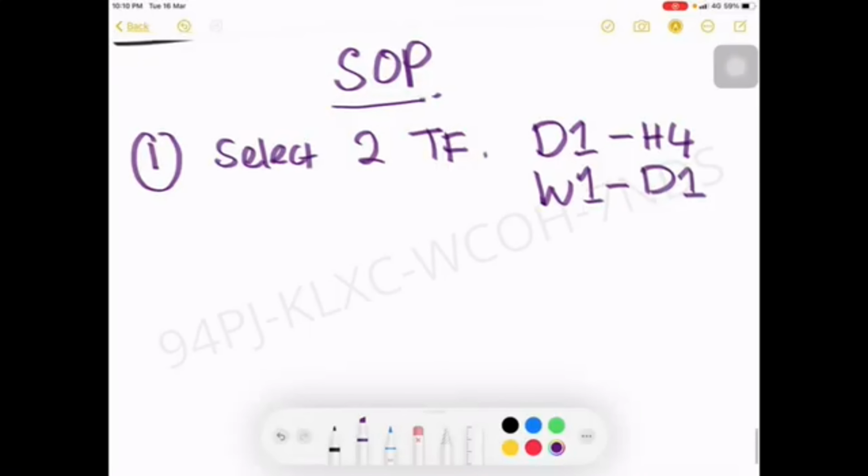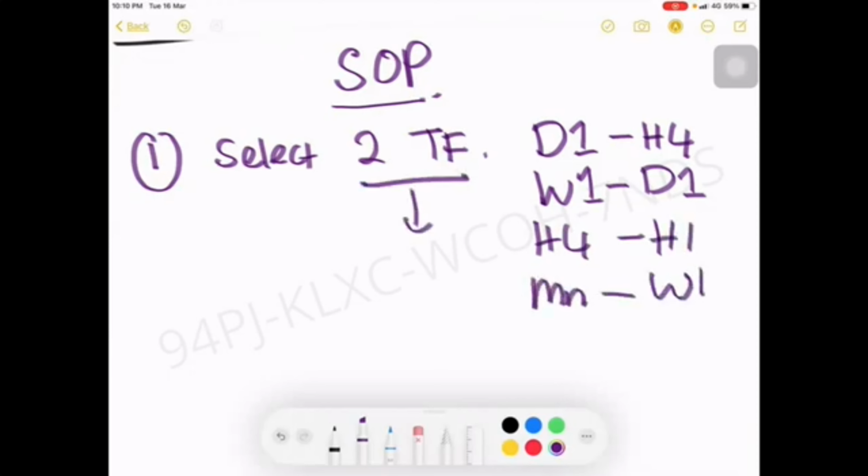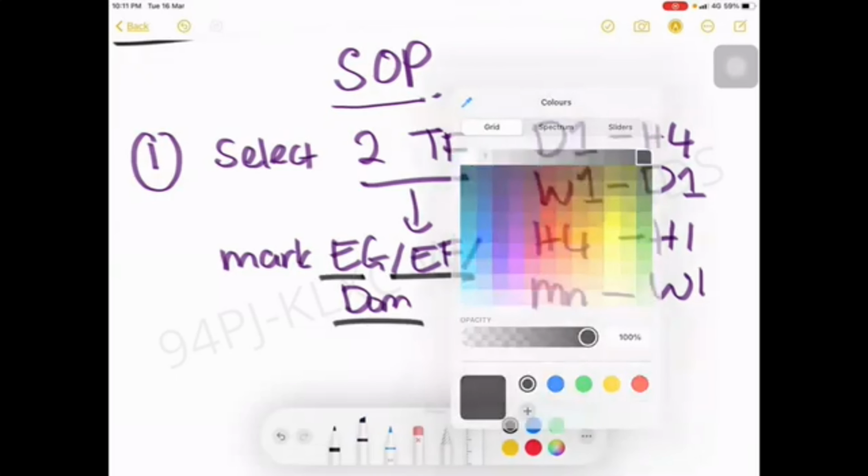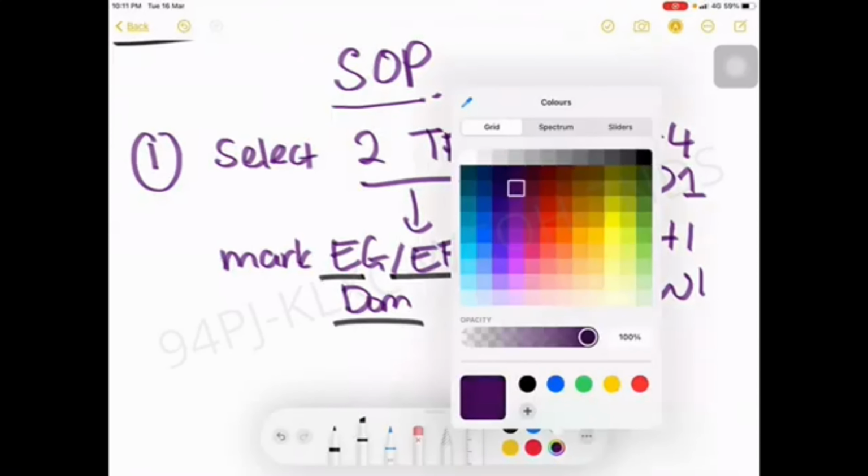This is the area where you want to mark your engulfing. If you are starting from H4, you're going to go to H1 as well. If you are starting from monthly, then you're going to go to weekly. So what you're going to do with this 2TF is that you're going to mark EG or EF or DOM. You're going to mark these 3, whichever ones that you find. And then the second one, the S.O.P is very simple. Don't worry about it.